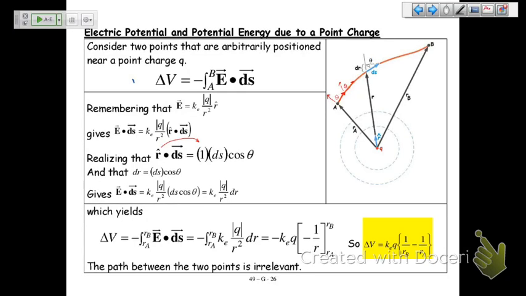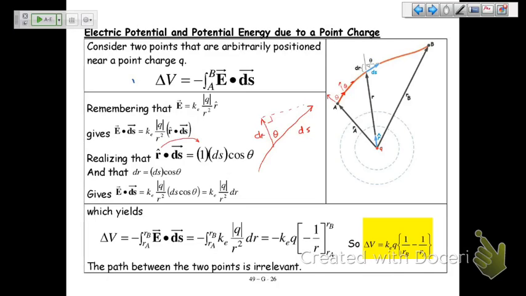So we're going to take the generic case, and here's the generic case. I'm going to draw it big. There's my ds. Here's my little change in my radius, dr. And there's my theta. For that triangle, using trig, dr is going to be ds cosine theta. Yeah, that's a right angle. So dr equals ds cosine theta.